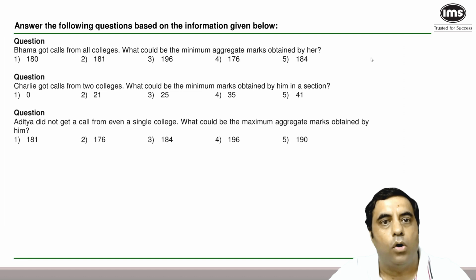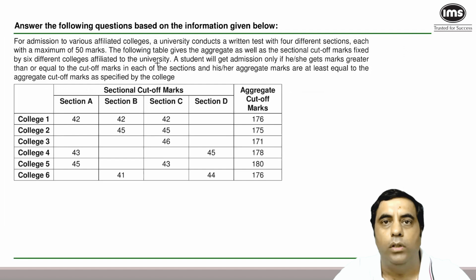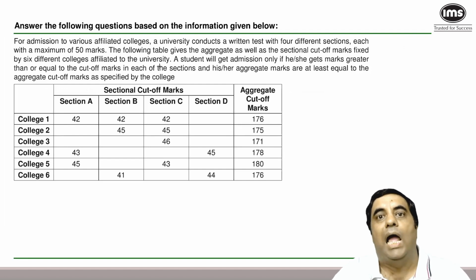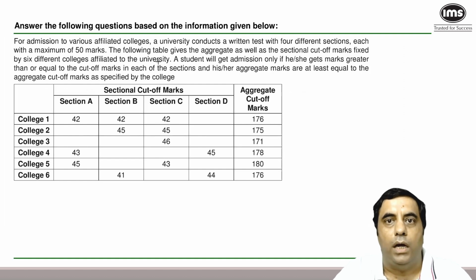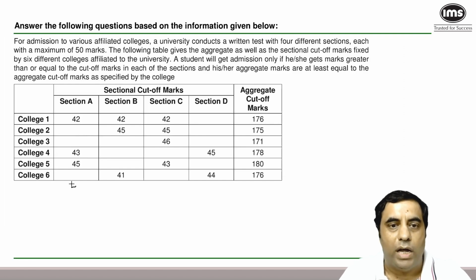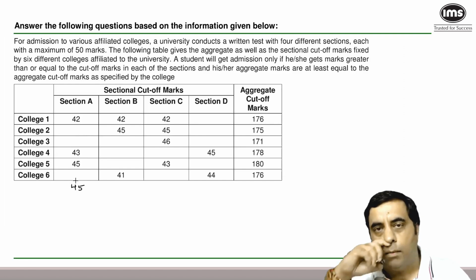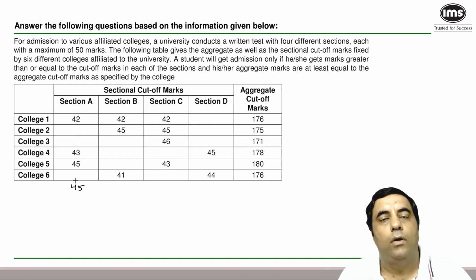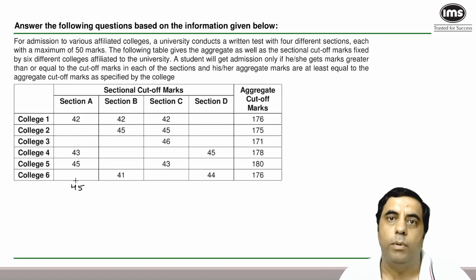It says, Bahama got called from all colleges. What could be the minimum aggregate marks obtained by her? Now, if we're supposed to get a call from all the colleges, that means I need to fulfill the criteria for the sectional cutoff and also the overall one. For colleges 1, 4, and 5, there is a sectional cutoff for section A. So to get a call from 1, 4, 5, we need a minimum score of 45, because if it is less than that, obviously college 5 will not be in the picture. Why? Because we will not be able to clear the cutoff.